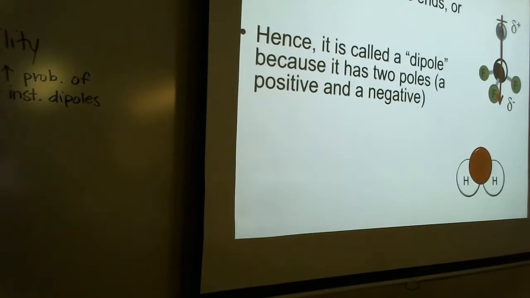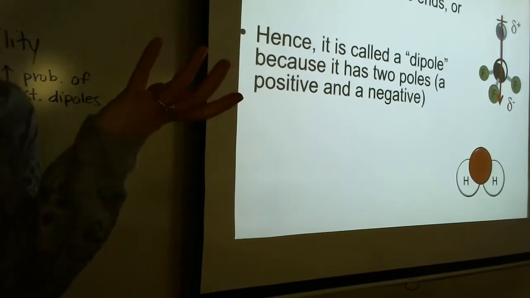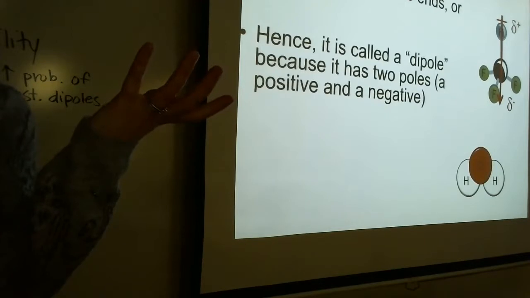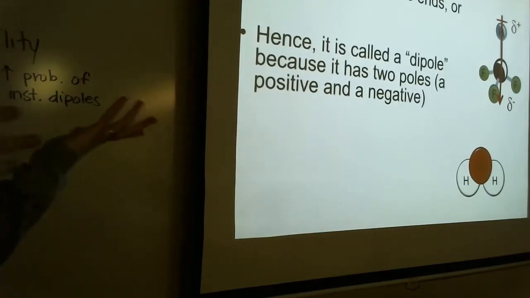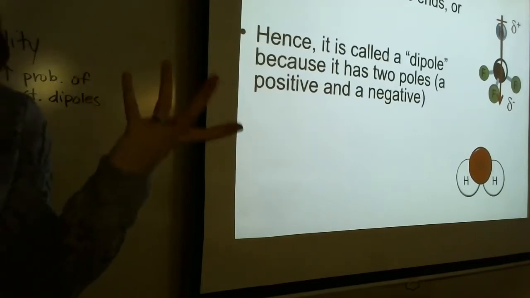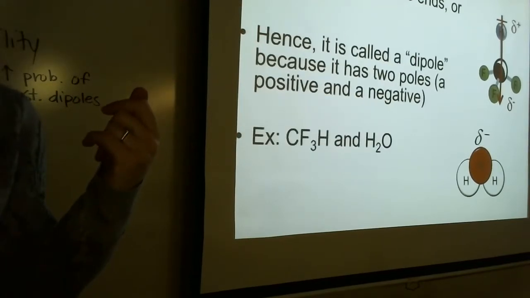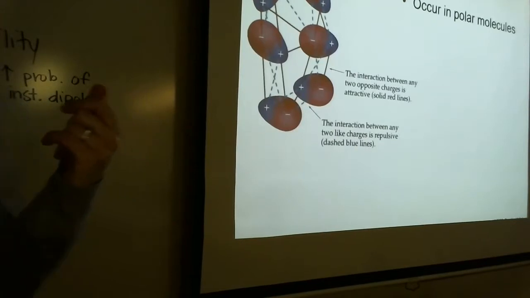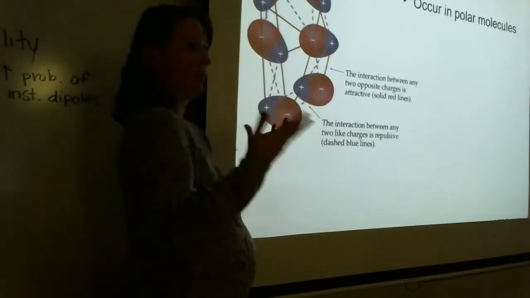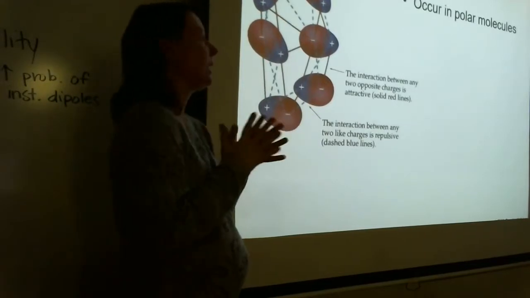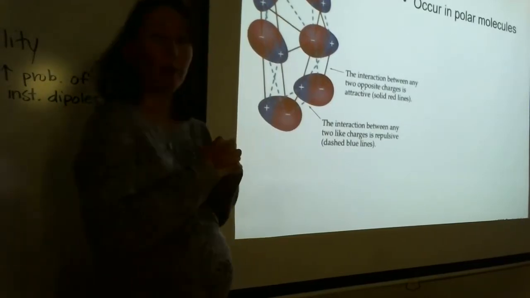Dipole just means two poles. Now, when you put a positive end of a magnet near a negative end, what happens? They stick to each other, right? And so we can think of dipoles as just little tiny magnets. That's how they behave. So any polar molecule, doesn't matter what polar molecule it is, is going to have dipole-dipole forces.